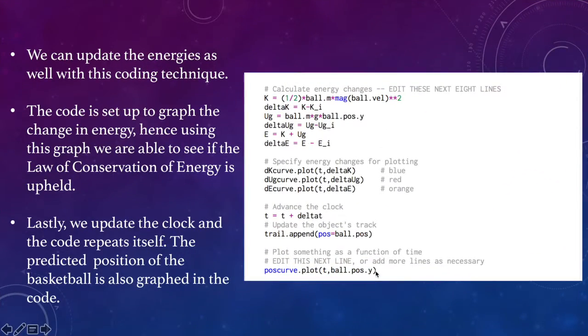Furthering on in the code, we will update the energies as well. This code is set up to graph the change in energy, hence using the graph we are able to see if the law of conservation of energy is upheld. Lastly, in the code we update the clock and the code repeats itself. The predicted position of the basketball will also be graphed in this code.